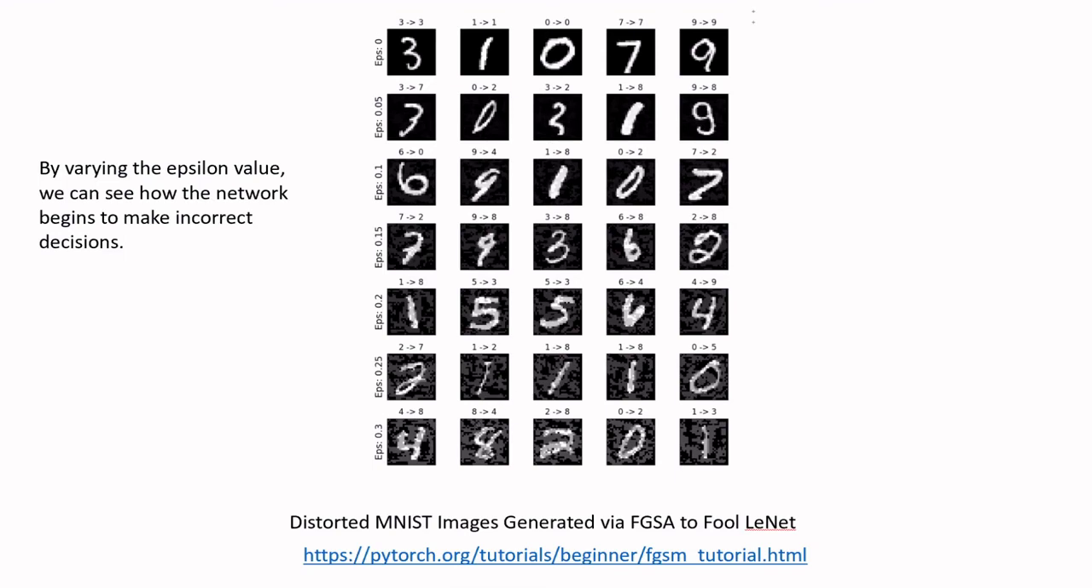Or 8 is being recognized as 4, or 2 is being recognized as 8, and so on. Of course, here the noise is a little more, and you can actually see it in the image. But check out here. This is an epsilon value of 0.15. Here the perturbed image doesn't look different from the original image. So this 7 is being recognized as 2, this 9 is being recognized as 8, and so on and so forth.